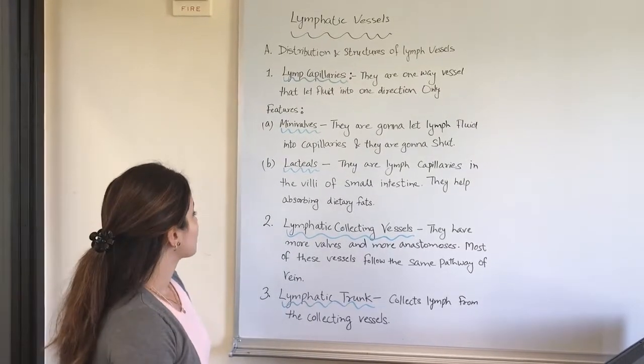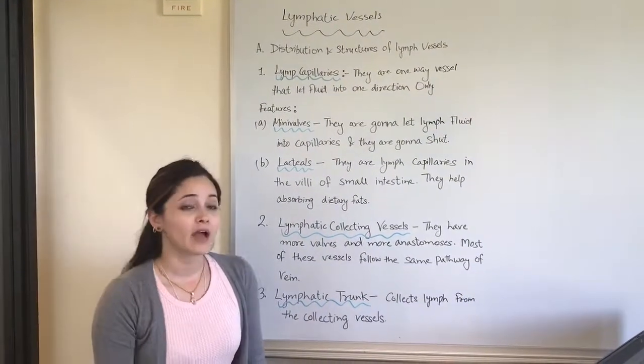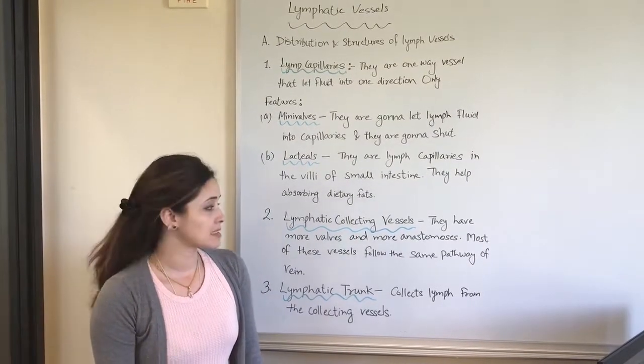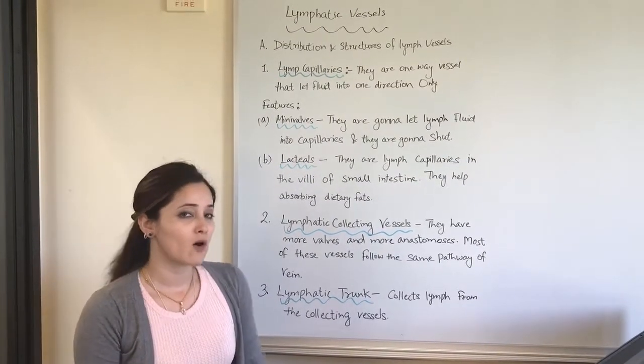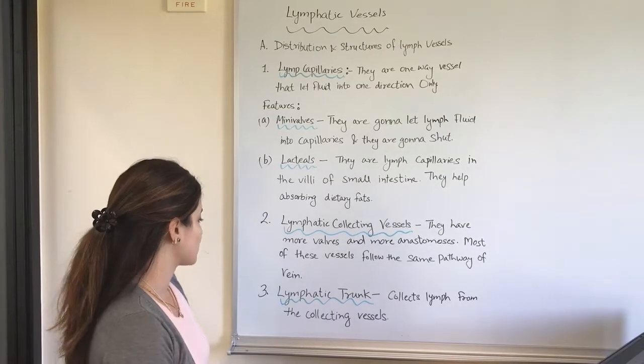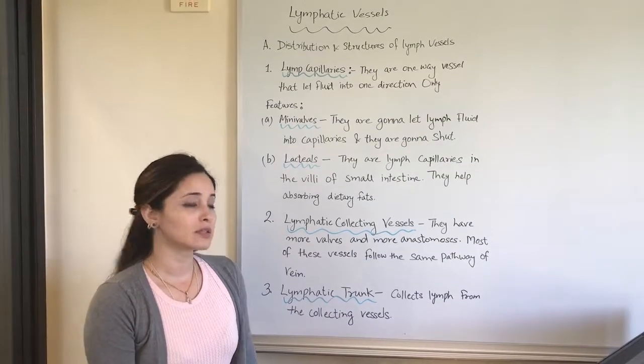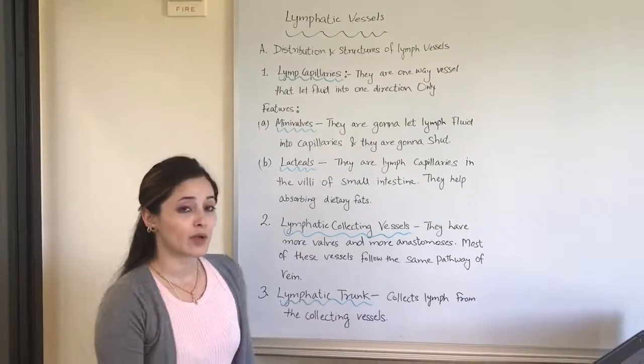And the second point, we have lymphatic collecting vessels. They have more valves and more anastomoses. Most of these valves follow the same pathway as the veins. And then the third point is lymphatic trunks. Lymphatic trunks collect lymph from collecting vessels.